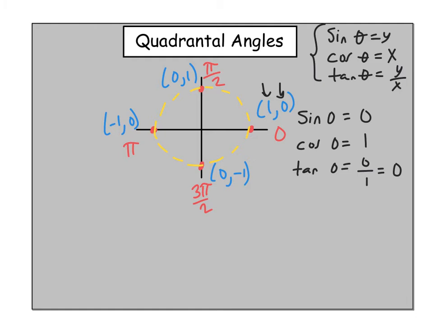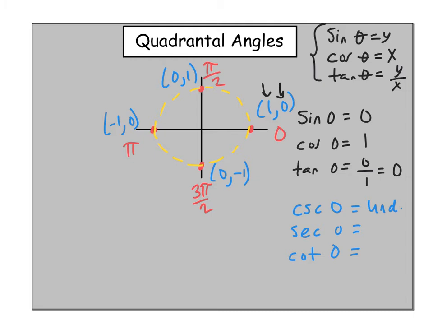For the reciprocal functions now, remember the 3 reciprocals? We had cosecant, we had secant, and we had cotangent. So these are kind of the special ones here. Sine of 0 equals 0. So the cosecant is the reciprocal of that. The reciprocal of 0 is undefined.